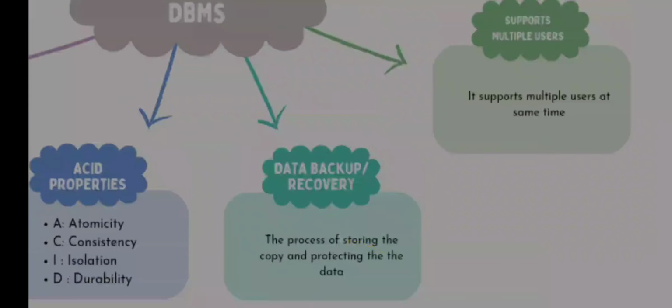Now, data backup and recovery. The process of storing a copy and protecting the data is known as data backup. For example, if you have deleted some photos from your gallery, they will be stored in the trash, where you can recover your data. And backing up means before deleting, you store those photos in your drive, or send them to someone, or store them in a pen drive. That is data backup.